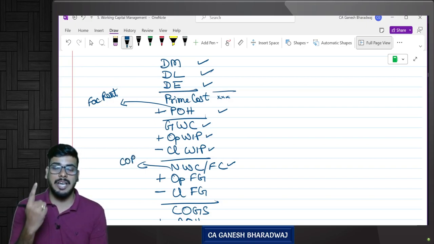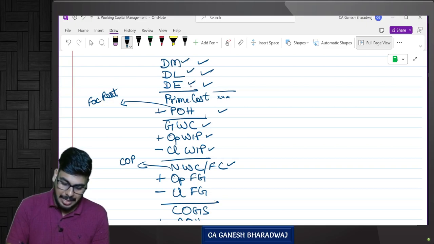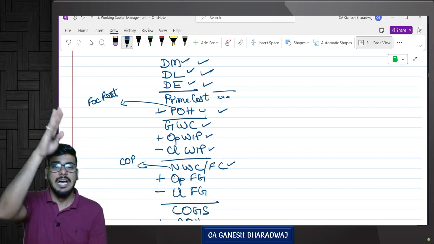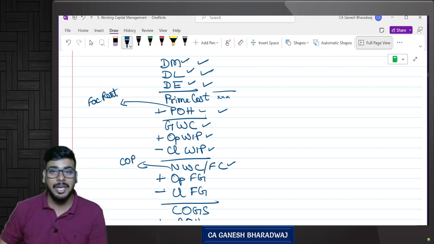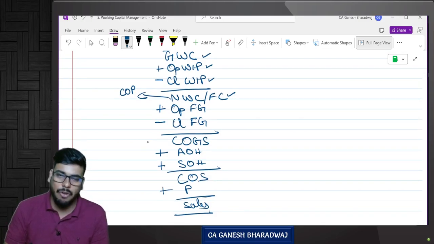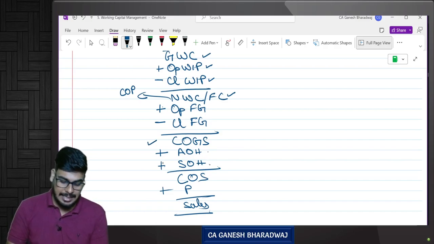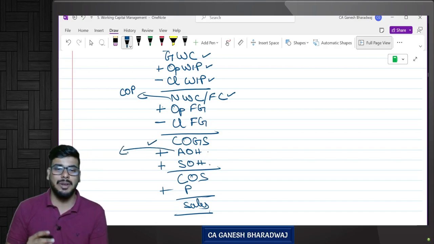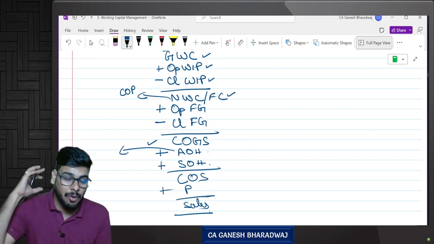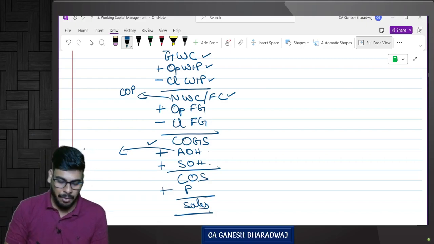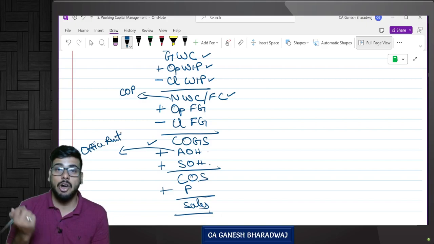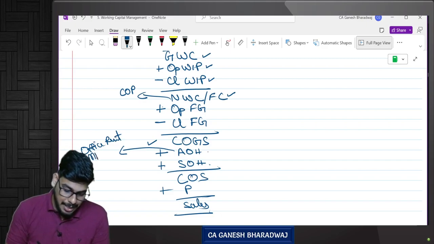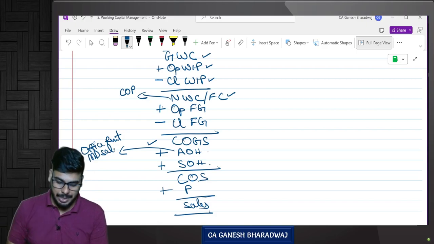That is, for me to produce every single unit, I incur material, labor, direct expenses, and production overheads. Or in other words, I incur all the costs incurred inside the factory. Yes, to this, I adjust for my opening and closing FG. I get cost of goods sold. Correct? Yes. Now, I add my administrative overheads and selling overheads. So what do you mean by administrative overheads? Any expenses incurred for my administration activity. For example, office rent, or MD salary. All these are administrative overheads.